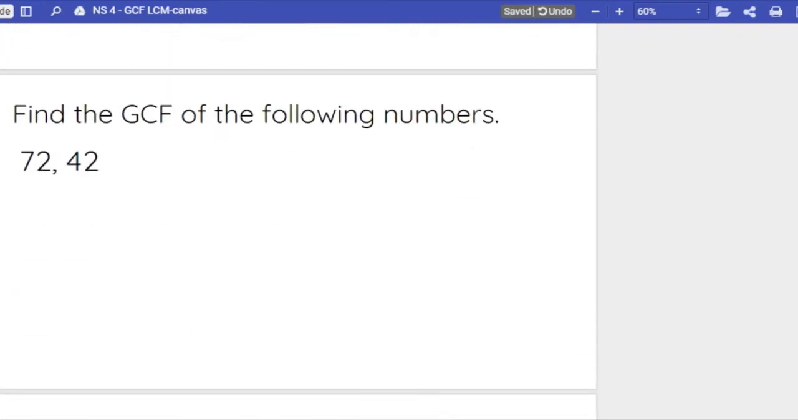Okay, again, try this one while you pause your video, and then press play when you are ready to go over it. Okay, we have 72 and 42. So I'm going to start looking at the 42 and trying to think of some things multiplied together. I know 2 would work, but can I think of something bigger? Oh, I know 6 times 7 is 42.